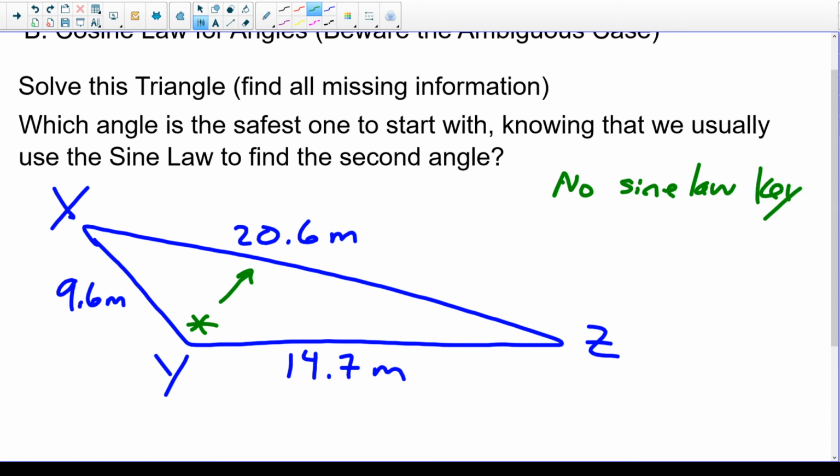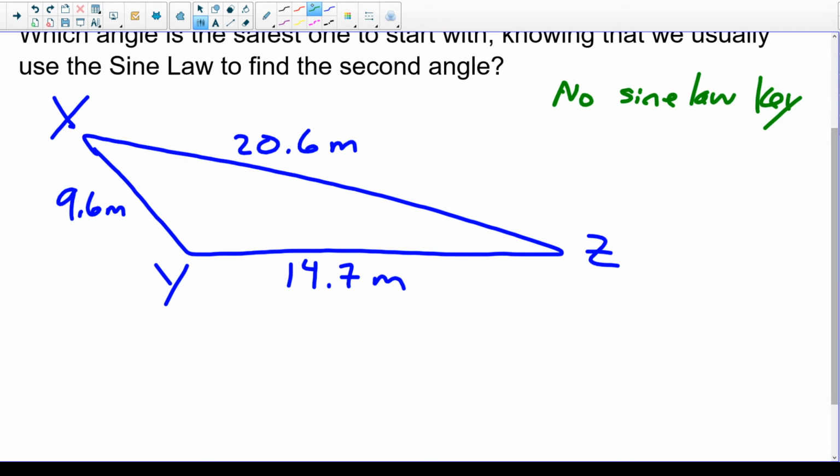But like I said, in textbooks, most of the time they do recommend you using the sine law as the second step to this. So let's set it up. We're going to find angle Y first. I actually want to do the entire solution of this one with you.